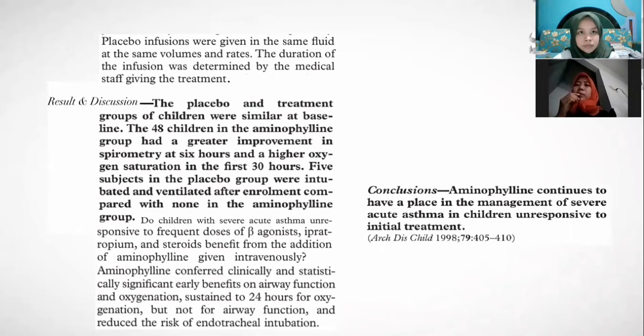Result and discussion. The placebo and treatment groups of children were similar at baseline. The 48 children in the aminophylline group had a greater improvement in spirometry at 6 hours and a higher oxygen saturation in the first 30 hours. 5 subjects in the placebo group were intubated and ventilated after enrollment compared with none in the aminophylline group. Children with severe acute asthma unresponsive to frequent doses of beta agonists, ipratropium, and steroids benefit from the addition of aminophylline given intravenously. Aminophylline conferred clinically and statistically significant early benefits on airway function and oxygenation, sustained to 24 hours for oxygenation but not for airway function, and reduced the risk of endotracheal intubation.